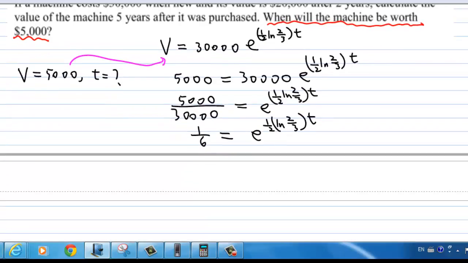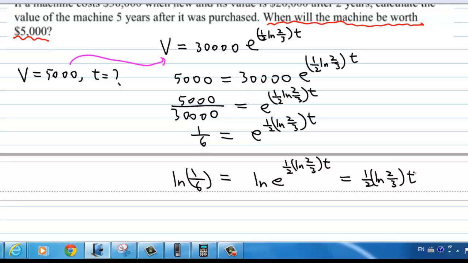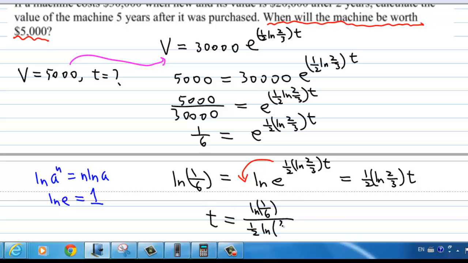Continue the calculation. In order to find t, I will take ln. Ln of 1 over 6 equal to ln of e power (half ln 2/3) t, which is equal to half ln 2/3 times t. This is because you can actually bring down the power, and you know that ln a power n is equal to n ln a, and ln e is equal to 1. And now I want to find t. So t equal to ln 1 over 6 divided by half of ln 2/3.